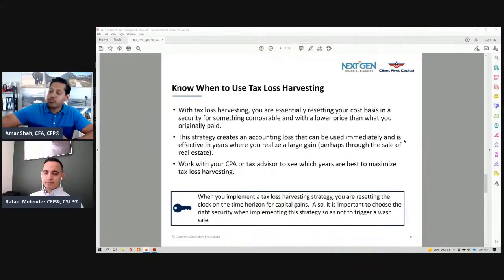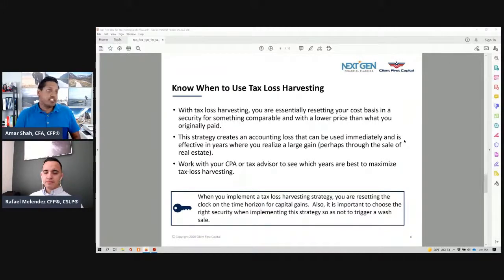You're selling a rental property and you have all these gains. This is a year to take tax losses on investments. You have high capital gains with something else. Take tax losses in this year. And vice versa, if you have low capital gains in one year and you know where the thresholds are, maybe this is a year to take some gains to reset your cost basis, right?